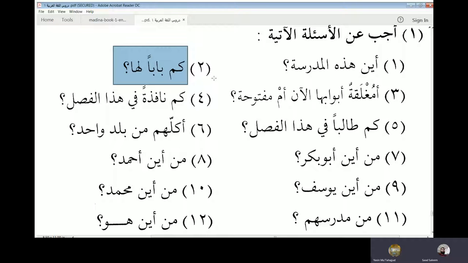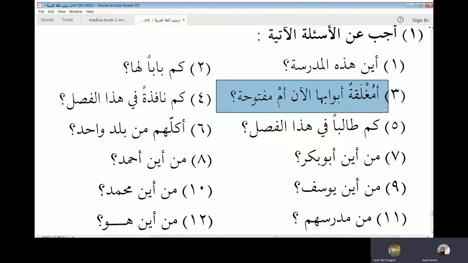Kam baban laha? How many doors does it have? Laha thalathatu abwabin. It has three doors. Abwabuha al-an mughlaqatun am maftuhatun?